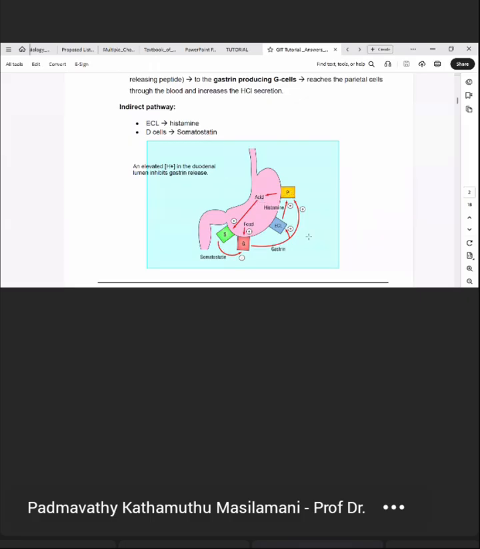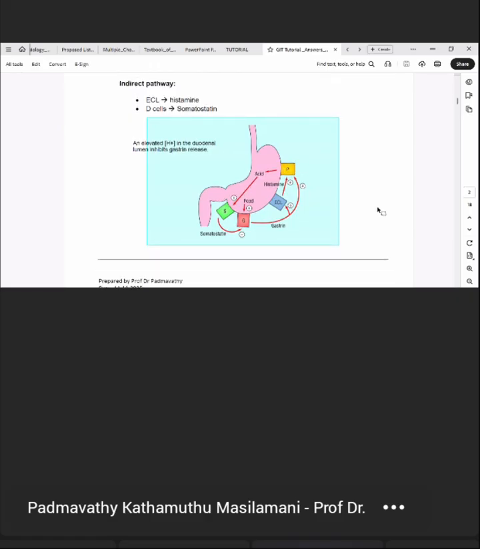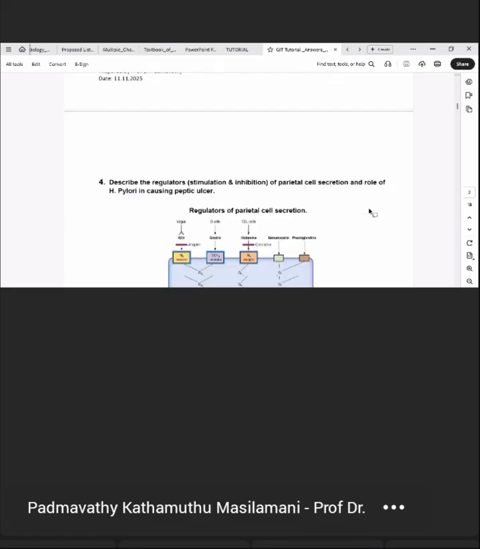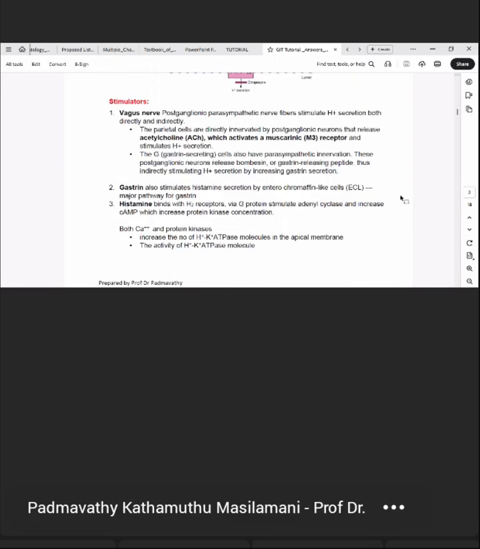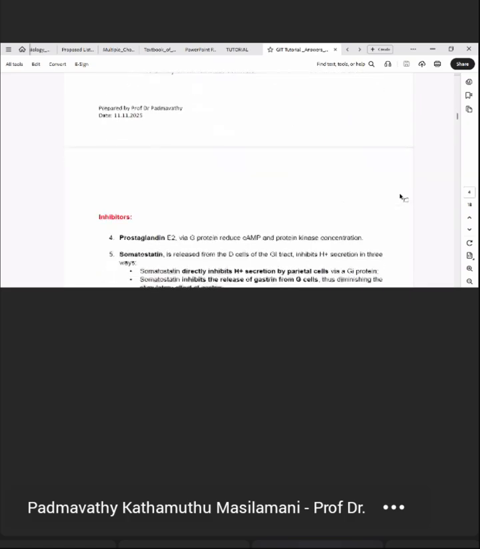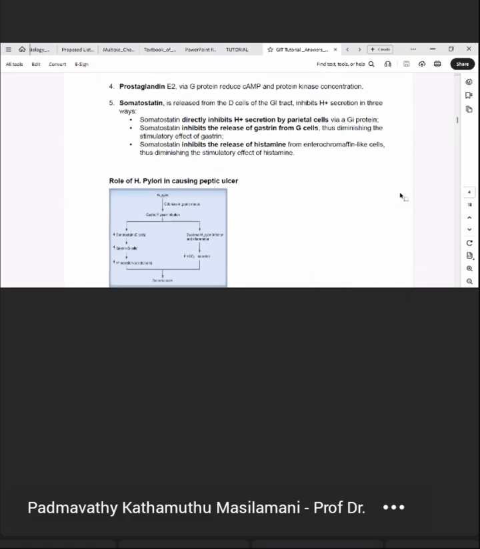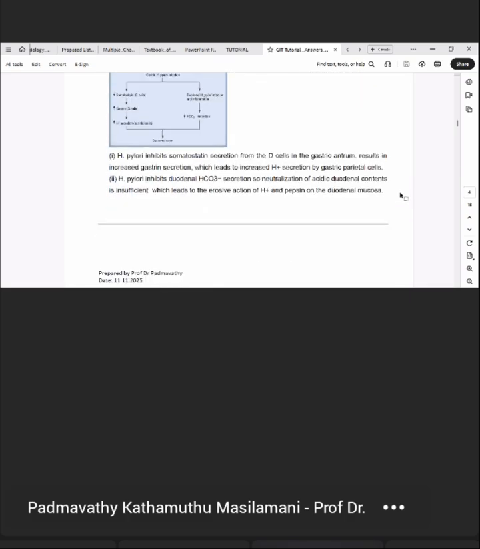So gastrin either acts directly on the parietal cells, or acts through the enterochromaffin cells to produce histamine, so that it can act on the parietal cells to produce gastric acid. These are the two important ways by which gastrin stimulates HCl secretion. These are the different mechanisms acting on the parietal cells. I just go through the slides and highlight the important aspects.